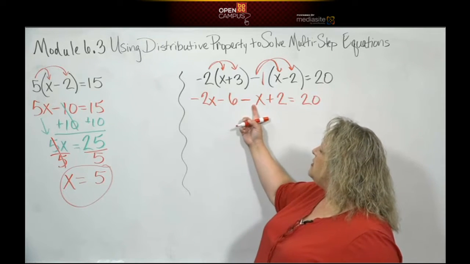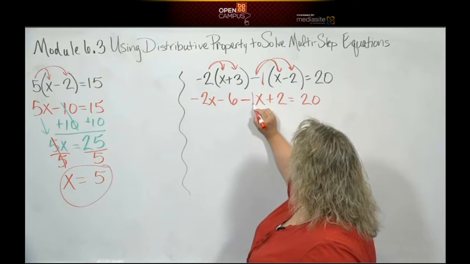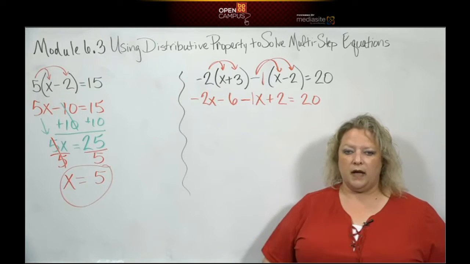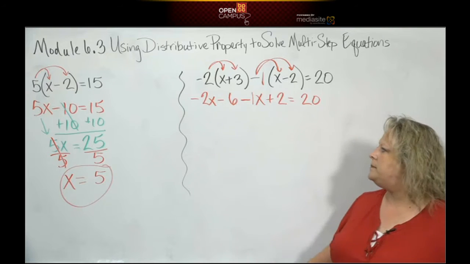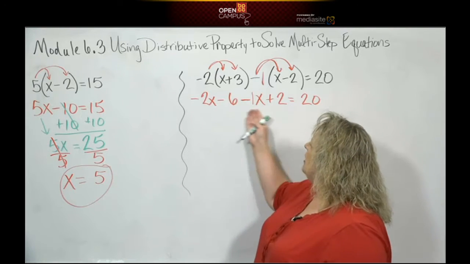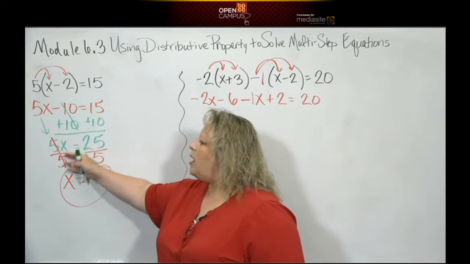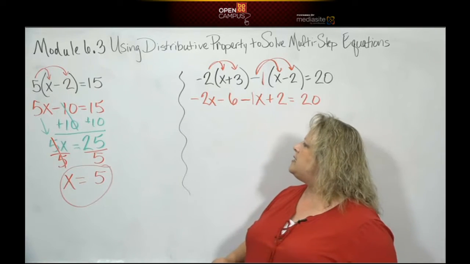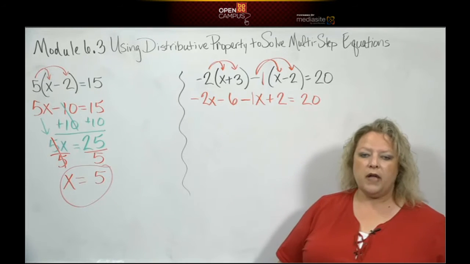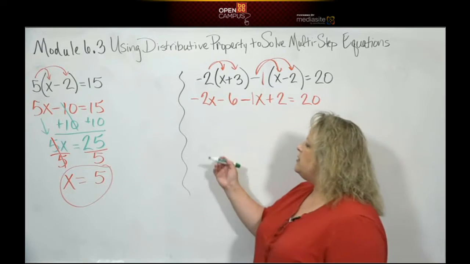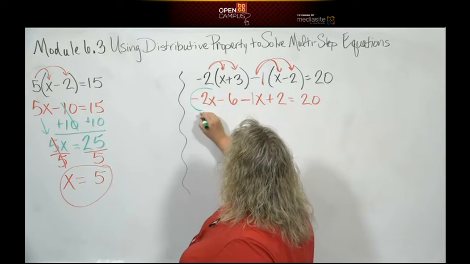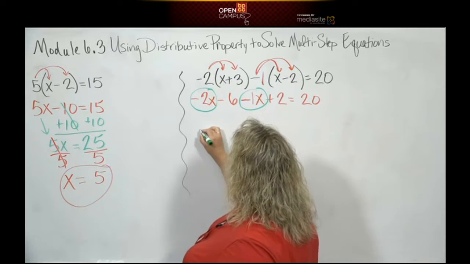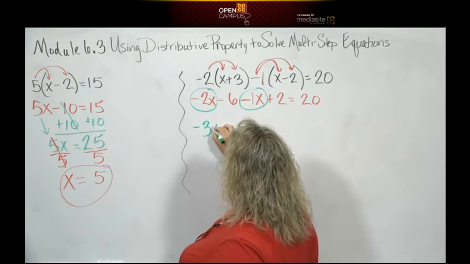Now right here by this x, if you feel like you need to put a 1 right there just to remind yourself that he's a 1, that's totally fine. It doesn't make anything wrong with that. Now, look at what you have. It's different than the problem over here because there's like terms on the same side of the equation. So I want to go ahead and put my like terms together first. So I have a negative 2x and I have a negative 1x. When I add those together, I get negative 3x.